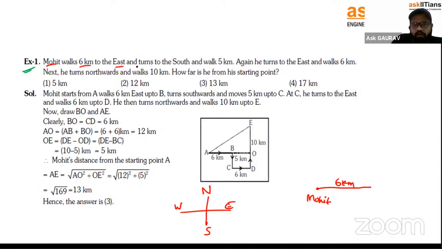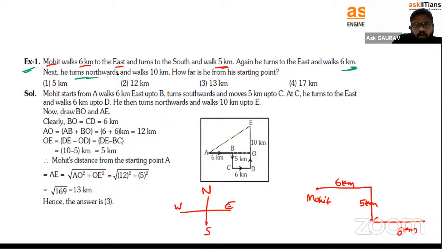Okay. And turns to the south and walks 5 kilometers. Then he turns to the south. South means the below direction, and walks 5 kilometers. So this will be 5 kilometers. Again, he starts to the east. Then he again walks 6 kilometers to the east like this. Got it? Okay, we have covered till this.